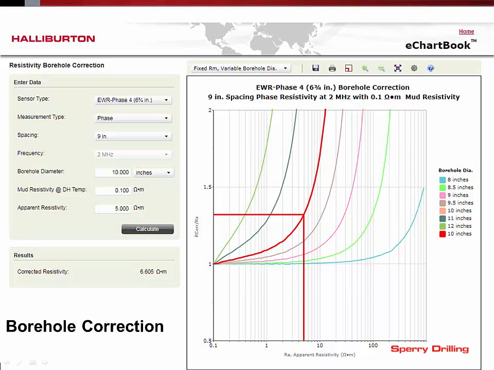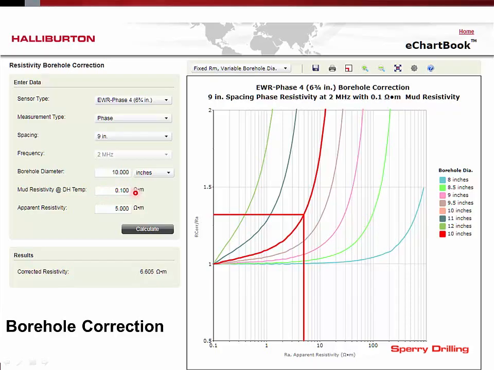One or two of our tools do actually have sensors on them which measure that directly, but most of the time they have to measure it manually using a meter at surface. So if you know what the borehole diameter is, we can put that in here. We can know what the mud resistivity is at the downhole temperature. It's important to remember that the mud resistivity changes with temperature.